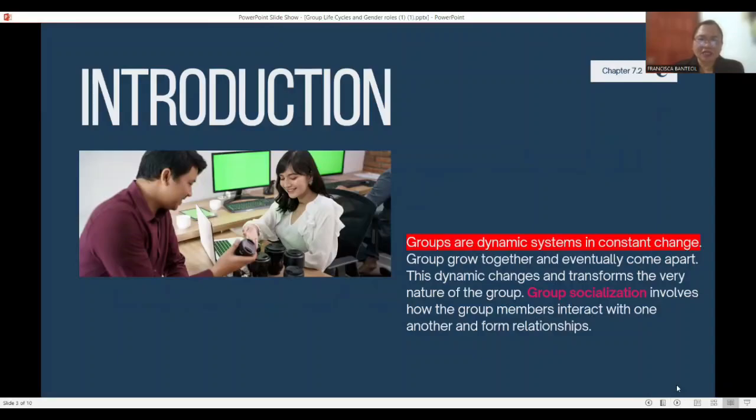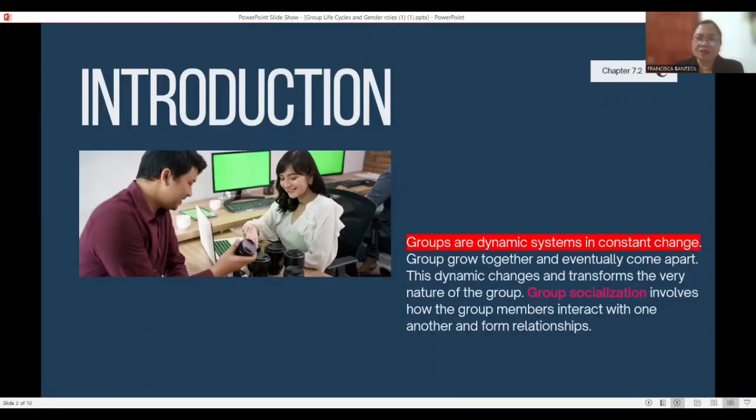Before I discuss the different typical stages, I'm going to discuss first this concept which says groups are dynamic systems in constant change, meaning groups are always changing. Groups grow together and eventually come apart. These dynamic changes transform the very nature of the group.